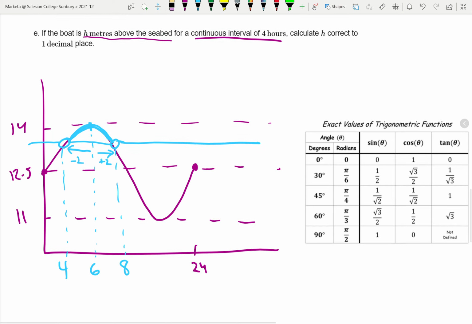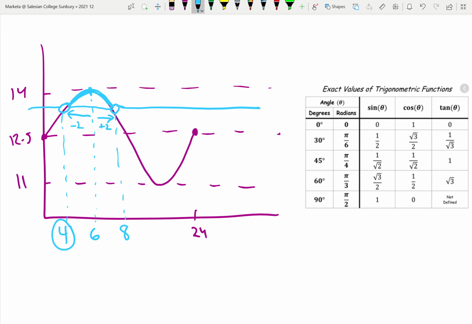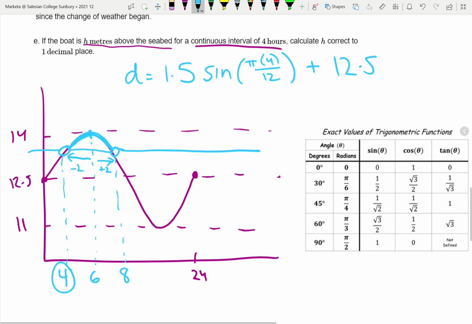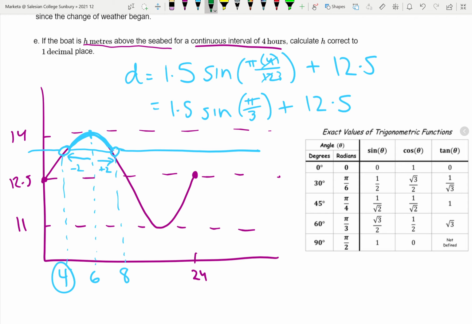So let's do that. We're saying that the x value, I'm going to choose 4, and our graph was 1.5, so d equals 1.5 sine pi times 4 over 12 plus 12.5. So that's going to be 1.5 sine pi on 3, so just cancel this down, plus 12.5. So, well, now, as we know, the most important part, like BODMAS, we do the most important first, so would be our sine there.